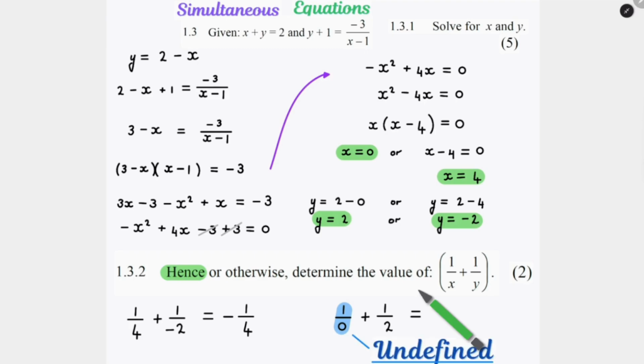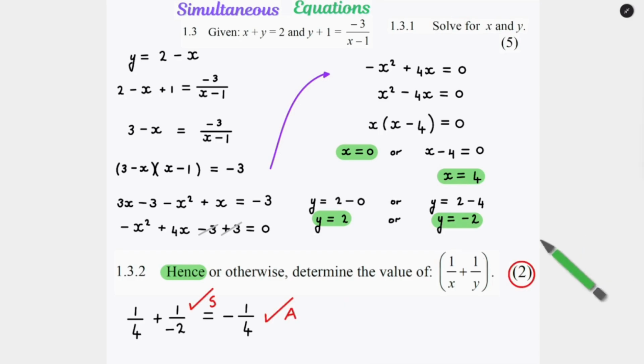And that 1 over 0 is undefined. If 0 is at the bottom, it's undefined. So that one's undefined, so we don't even explore that option. We even just leave it out. And our 2 marks here will come from selecting the right values to pop in as well as the answer.